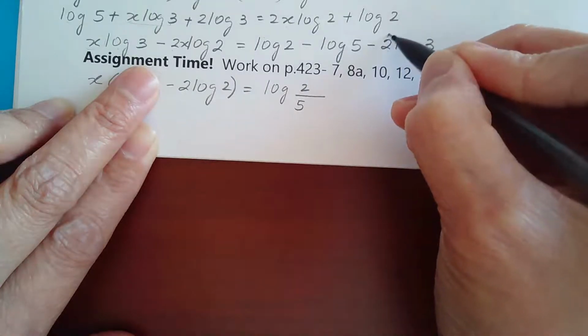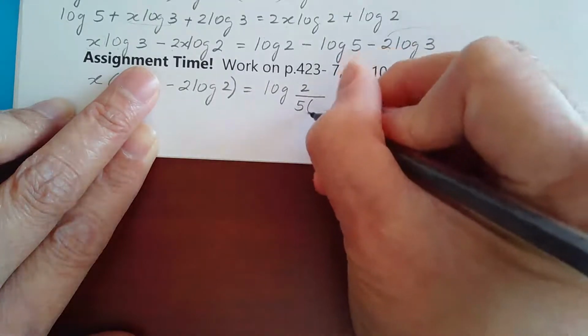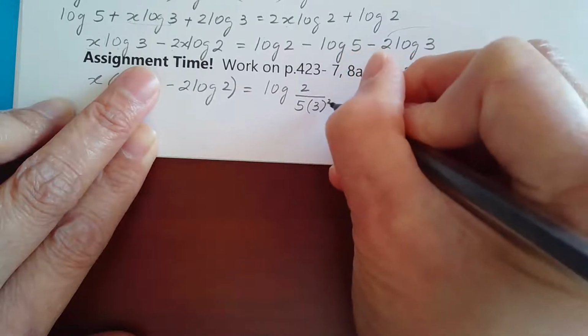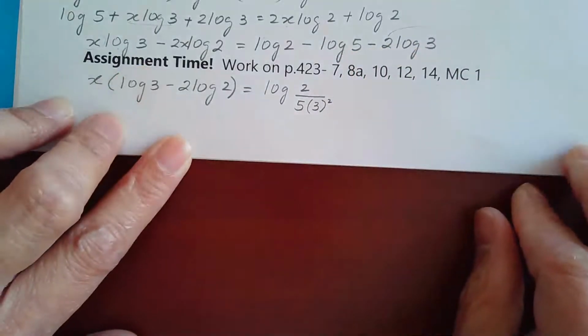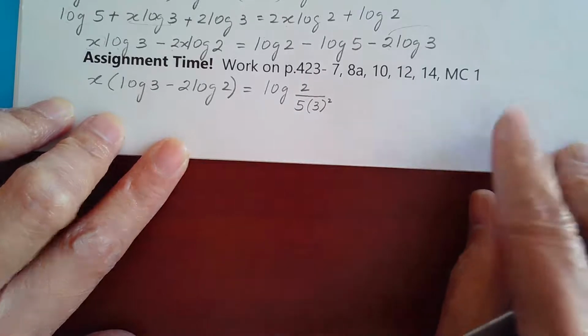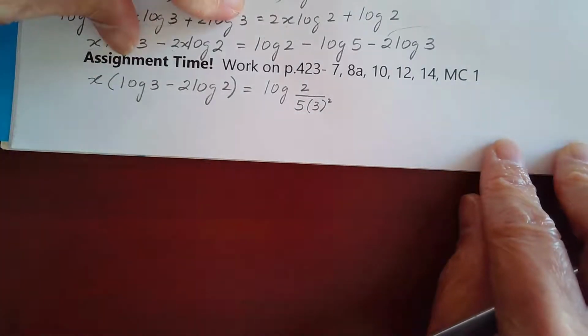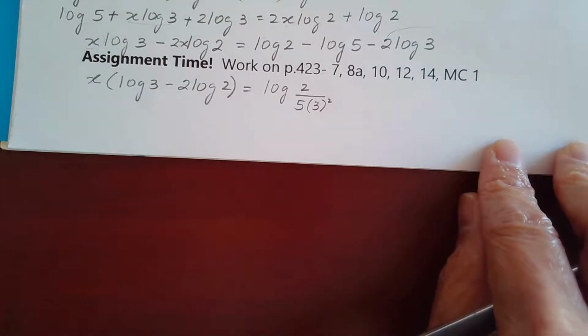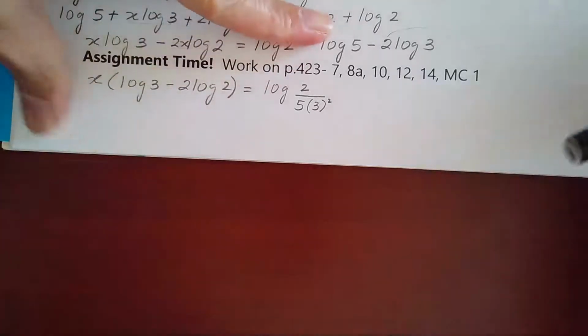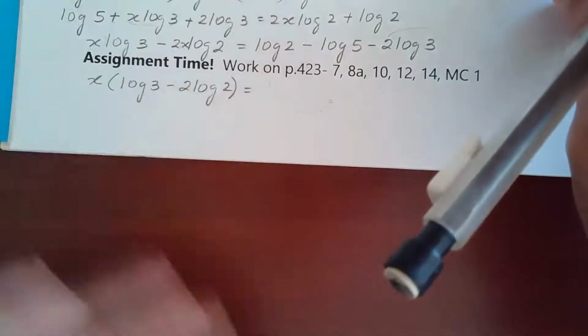And then this 2 goes right there, so 3 squared. Is that too much? Is that too much jumping around? Okay, I think I would simplify that. No, I think it's too many steps all at once. Let me do it one step at a time.